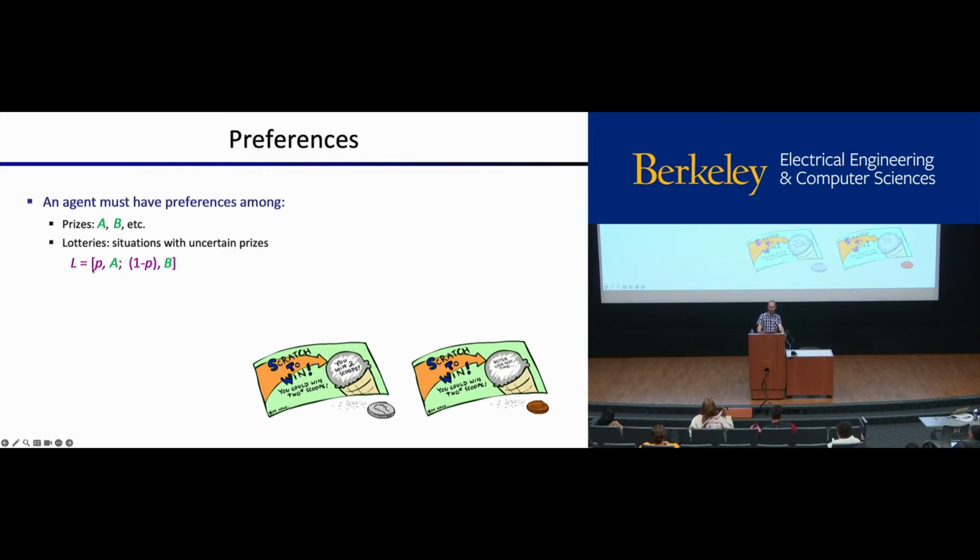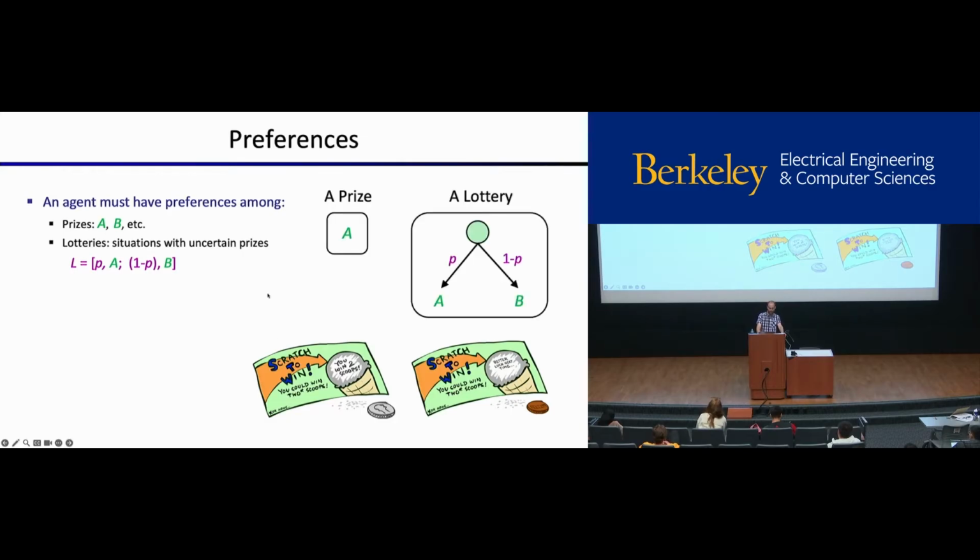And we write a lottery like this. So this means there's a p chance of getting prize A and a 1 minus p chance of getting prize B. There's a little picture of a lottery. So there's how we could write prize, very simple. This is kind of an atomic object in this discussion. And here we have a lottery, which is composed of our prizes plus chance nodes for getting to them.